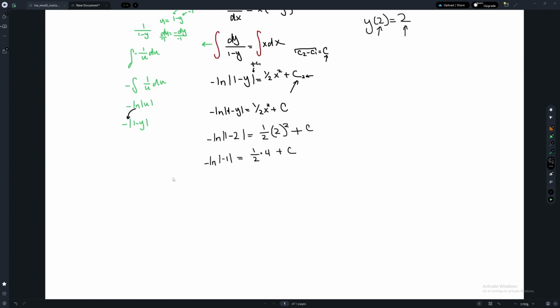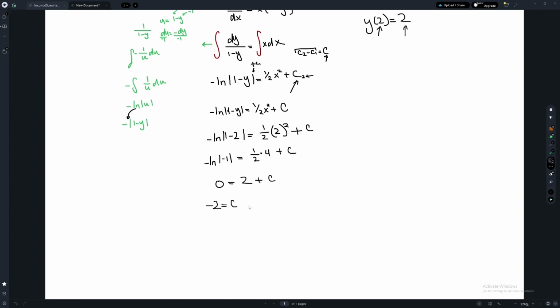All right. And what we'll do here, ln of the absolute of negative 1, ln of 1 is 0. So this whole thing turns into 0. And then let's simplify: half times 4 is 2, plus c. So now this goes to the other side. We get negative 2 equals c.